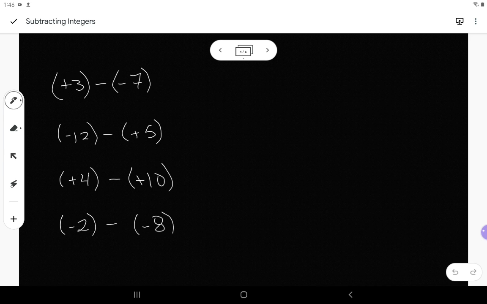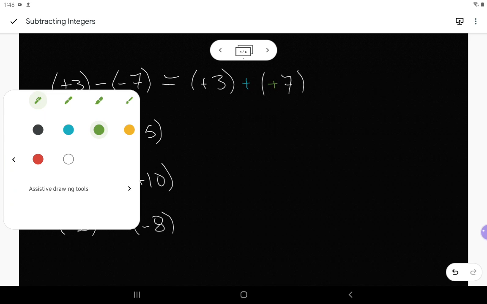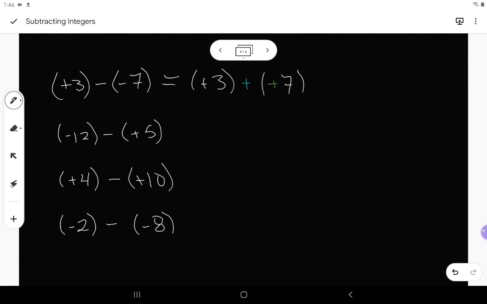If I start doing these now and go a little bit faster, if I've got +3, and instead of subtracting -7, I'm going to rewrite that as adding, and then I still have 7, but instead of it being negative 7, it would now switch to positive 7. Well, now positive 3 plus positive 7, same sign, so I just get a bigger grouping of positives, and we have positive 10. For the next one, I'm not going to do it with the colors because it takes too long. So I've got negative 12, and instead of subtracting, I'm going to rewrite it as addition.